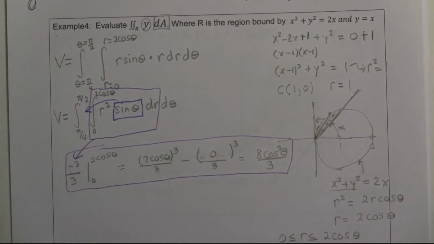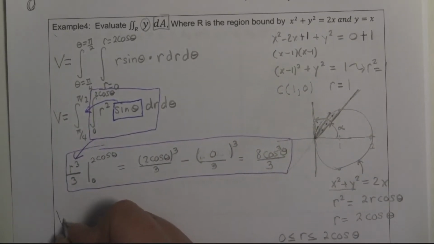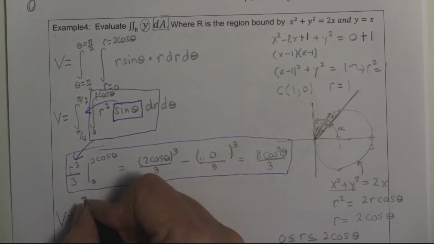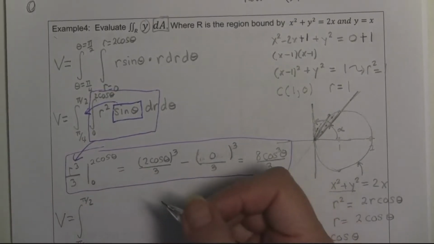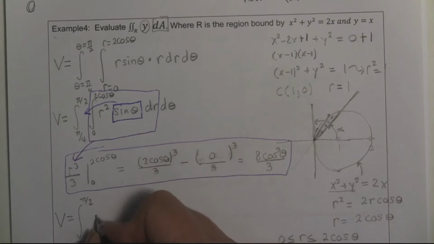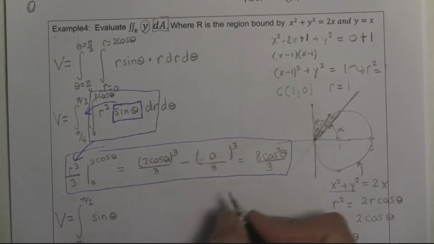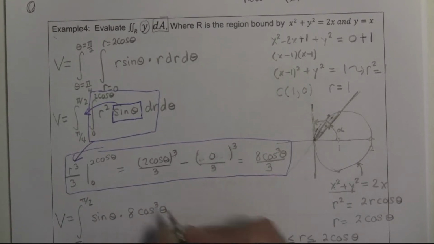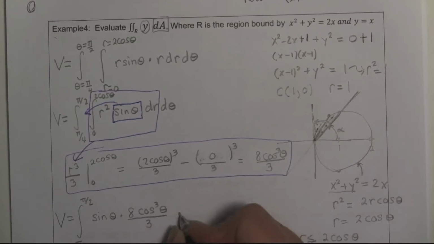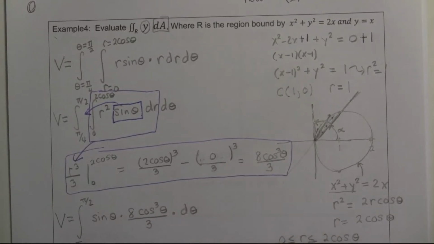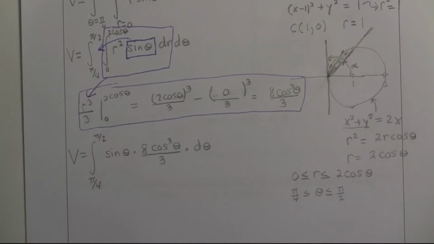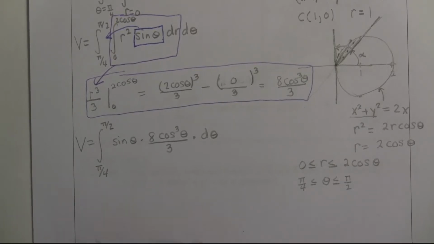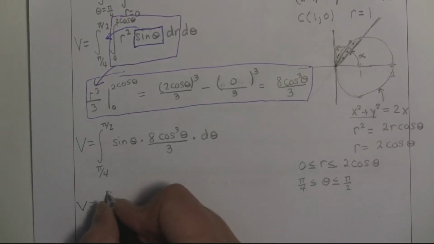So don't forget my volume was theta equals pi over 4 to pi over 2. And we already had sine of theta there. So don't forget we had the sine of theta. And we're now having times 8 cosine cubed theta all over 3, and then times d theta. And the 8/3 I can put in the front, right? So I'm going to move the 8/3 to the front.